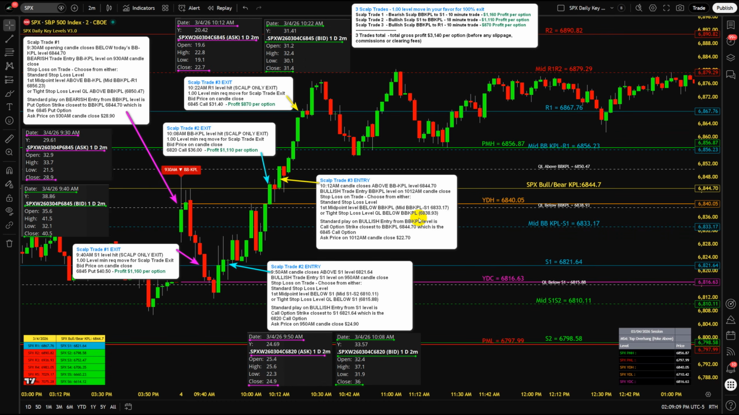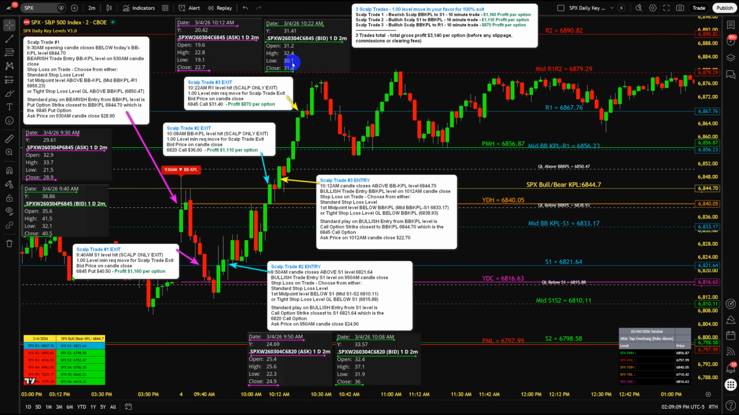The standard play on this option play is going to be from this bullish entry from the BBKPL. The closest strike to 68.4470, which is the 68.45 call option. And here we have the ask price on this 10:12 a.m. candle close, 22.70.